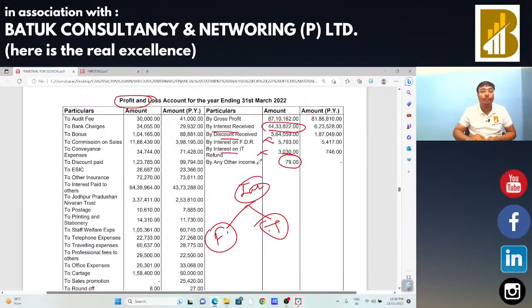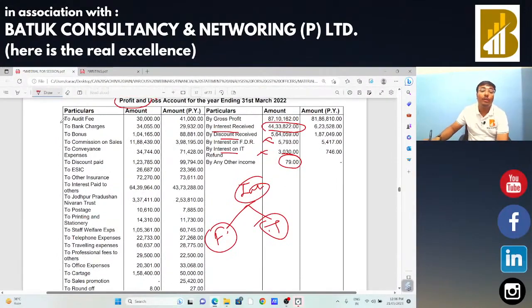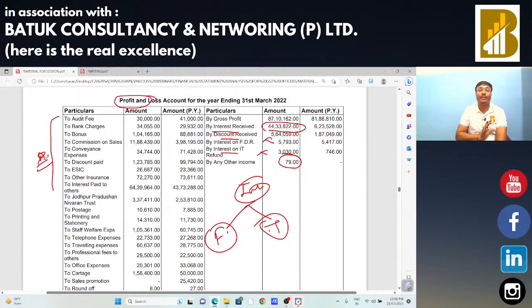Next, sir, from the expenditure point of view, we need to check the expenditure, direct expenditure and indirect expenditure. That is expenditure from registered persons and expenditure from unregistered persons. In case of a registered person, input is allowed.